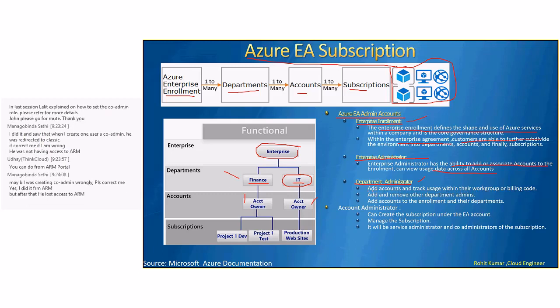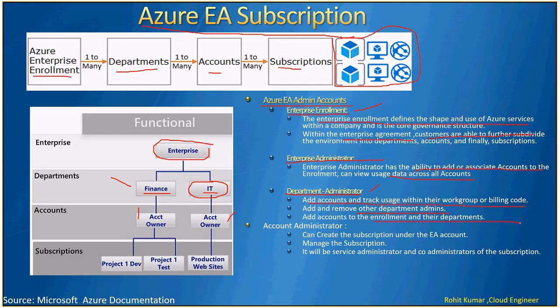And the department administrator can use the billing code, and he can remove the other department's admins if someone is leaving the organization. Then in the enrollment and the department you can add the new people. So basically these are the things. The account administrator, again, we can create under the subscription. The account administrator is always managing the subscription. It has all the rights, and it would be the service administrator, as defined by the co-administrator.